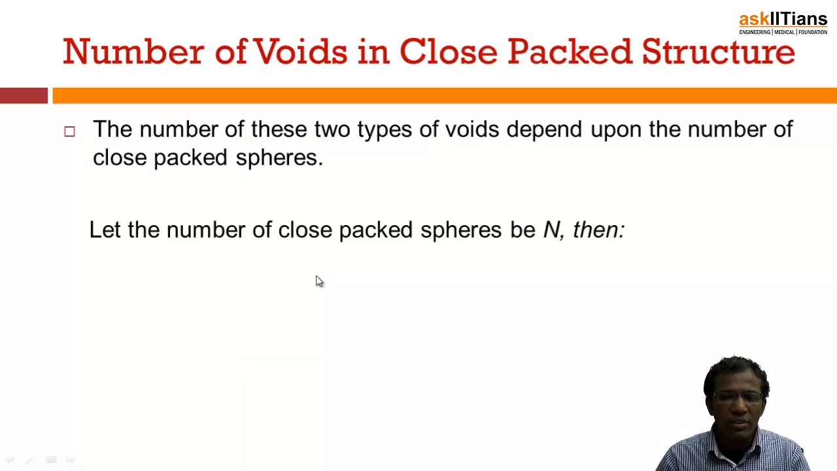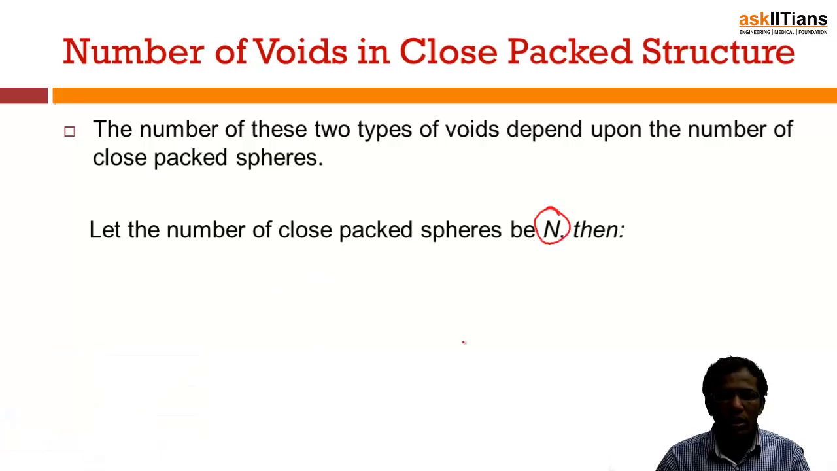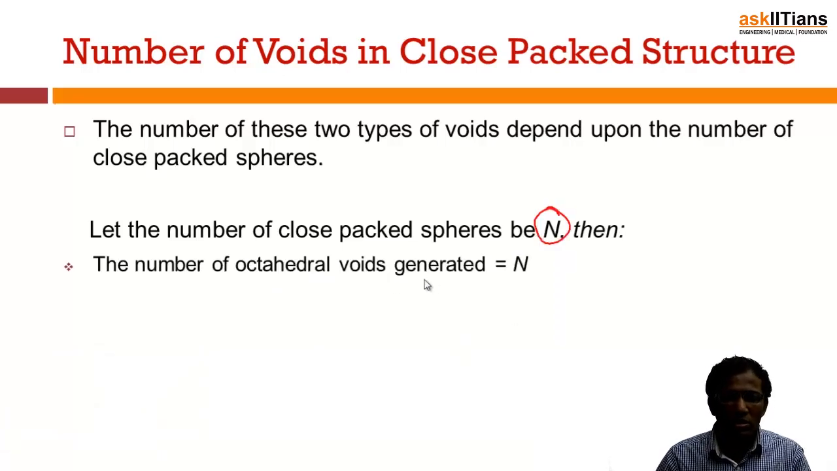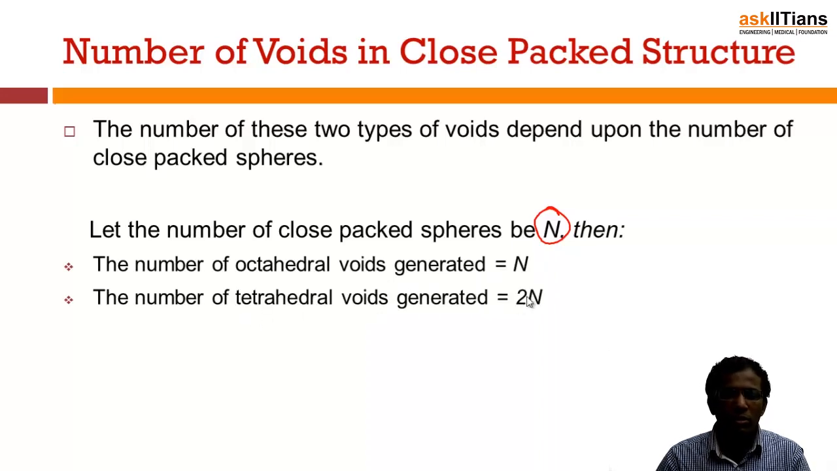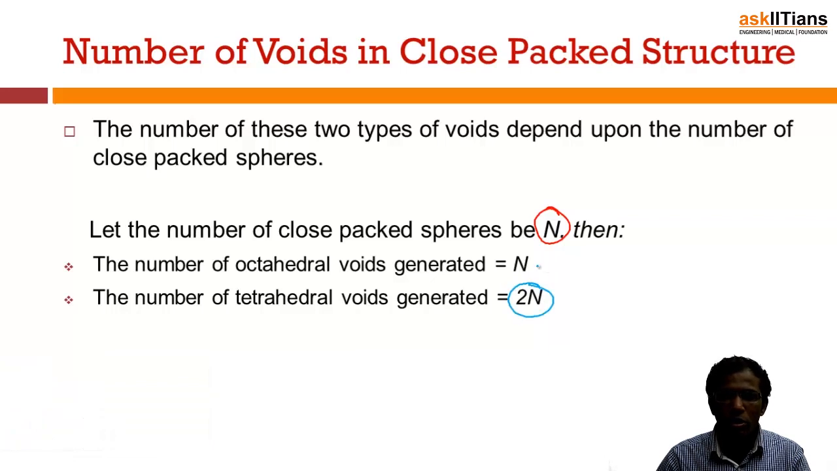Okay. So if the number of close packed spheres is n, then the number of octahedral voids generated is equal to n, and the number of tetrahedral voids generated is equal to 2n. So there are always double the number of tetrahedral voids as compared to octahedral voids. So this n is the number of close packed spheres. So if you know the number of close packed spheres, you can simply calculate the octahedral and tetrahedral voids easily.